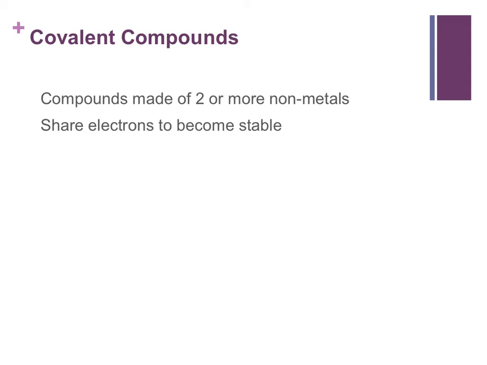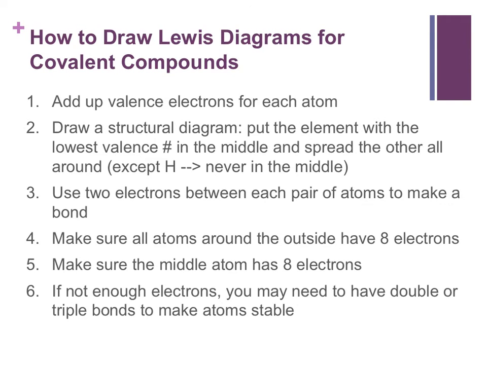In this video, we are going to be examining the Lewis diagrams of covalent compounds, also known as molecular compounds. To remind ourselves, a covalent compound is a compound made up of two or more nonmetals, and they share electrons to become stable. Lewis diagrams are more complicated for covalent compounds than they are for ionic compounds.